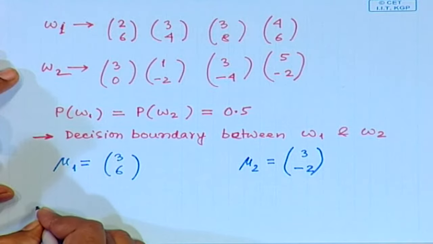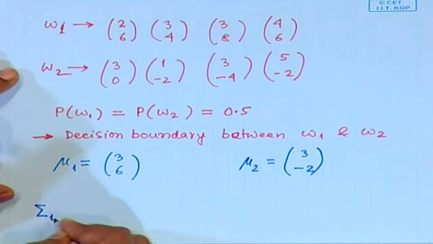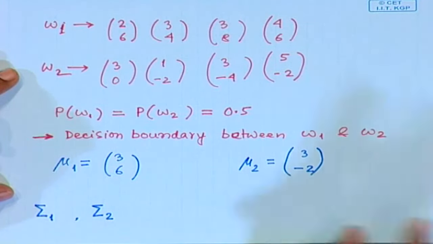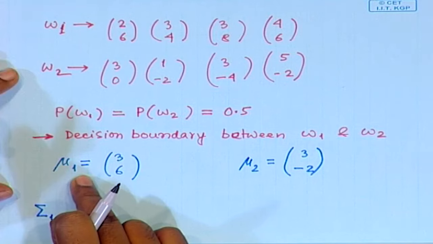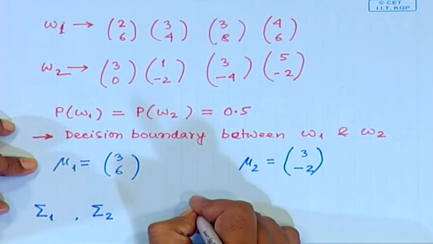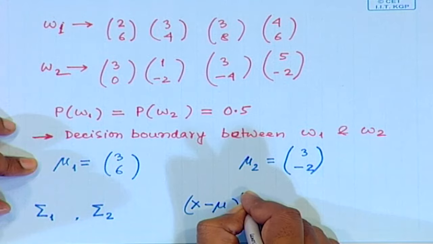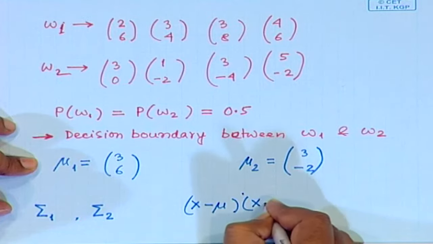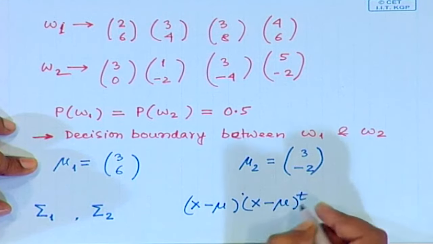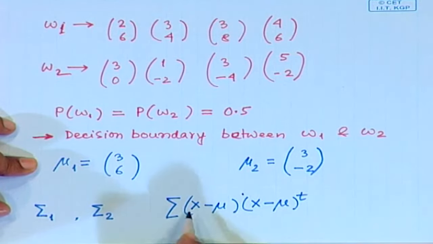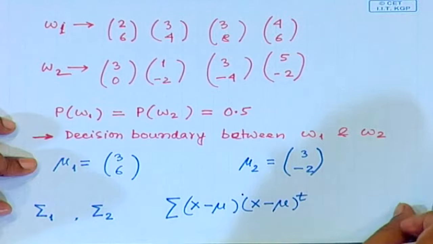We also have to find out the covariance matrix sigma 1 and the covariance matrix sigma 2. You know how to compute the covariance matrix. Once I get the mean vector, I have to find x minus mu into x minus mu transpose, take the summation over all the vectors, then normalize by the number of vectors you have taken. So, that gives you the covariance matrices sigma 1 and sigma 2.